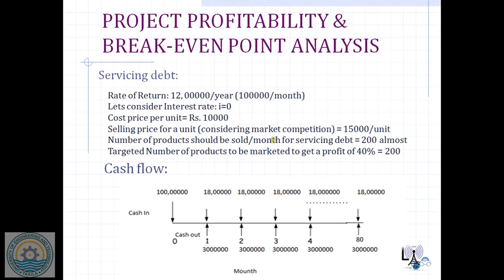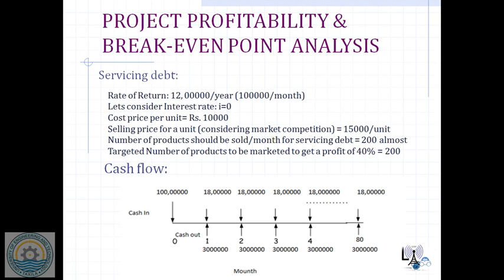Okay, now we can calculate our servicing debt. The rate of return of our debt is rupees 1 lakh per month. As we are taking the loan from the Islamic Bank, we have no interest rate. The cost price per unit is rupees 10,000. Now we will sell our product with a 5,000 profit, so the selling price for a unit would be rupees 15,000. The number of products sold for servicing debt is 200. So these are the targeted number of products that we can sell to get a profit of 40%.